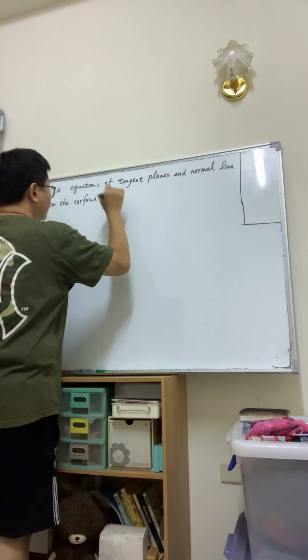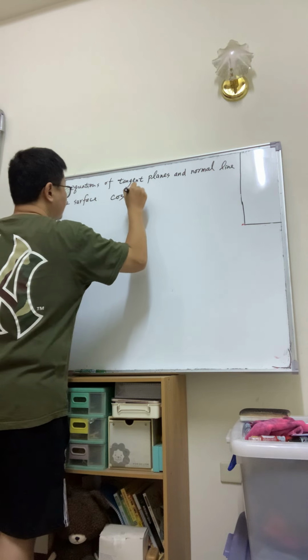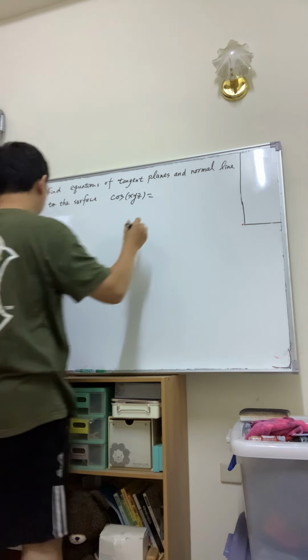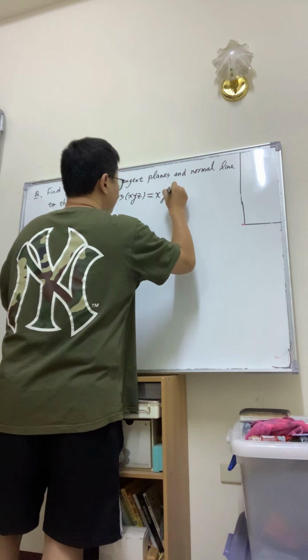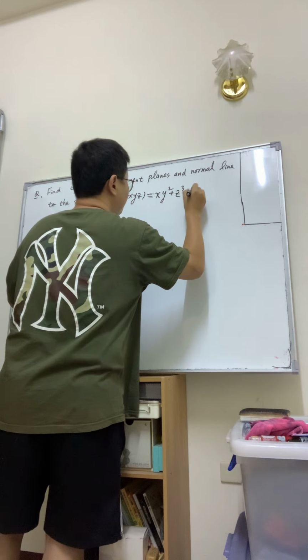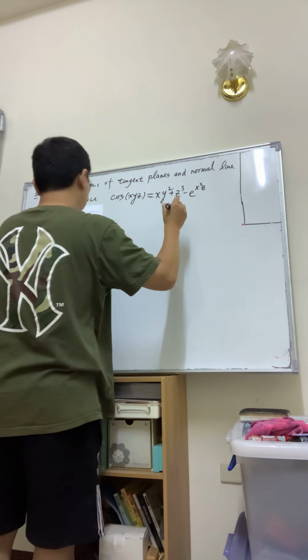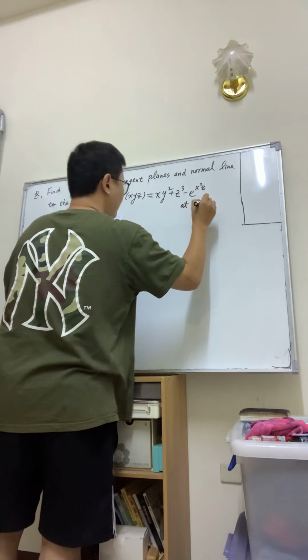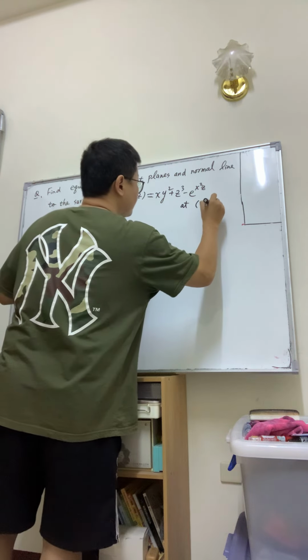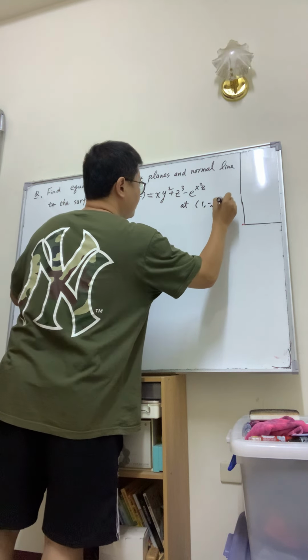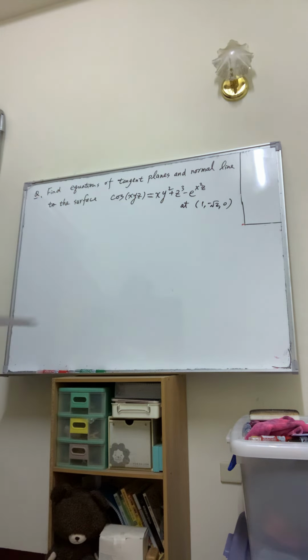The surface satisfies this equation: cosine of xyz equals x y squared plus z cubed, subtract e to the x squared z, at the point (1, negative square root of 2, 0). Okay. So now let's see.